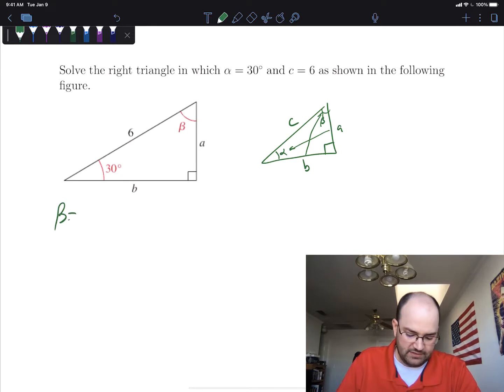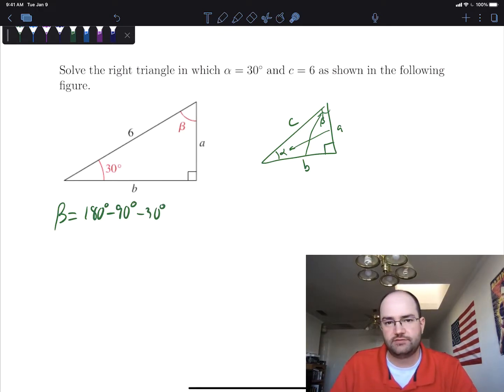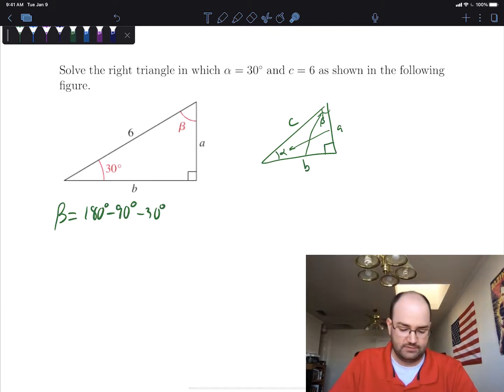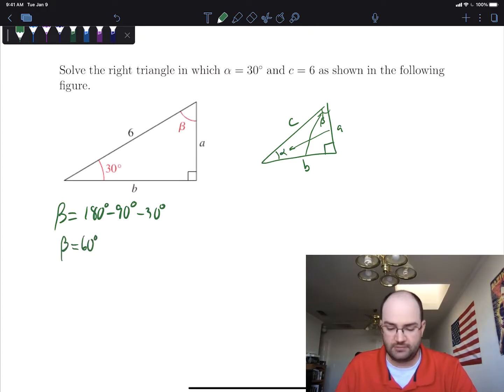Because beta is simply 180 minus 90 minus 30. In other words, the sum of the interior angles of a triangle is 180 degrees. So if we add up the 30 degrees and the 90 degrees and then subtract that from the 180, that will give us beta. So 180 minus 90 is 90, 90 minus 30 is 60. So beta is 60 degrees. Good. That's one thing we needed.